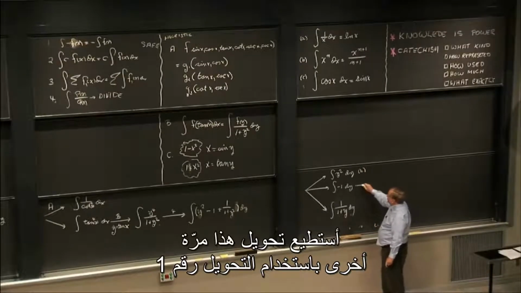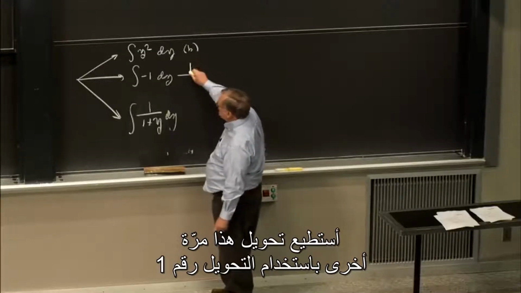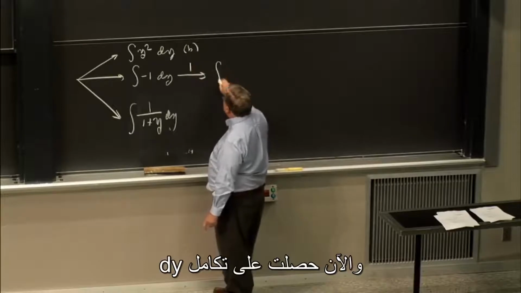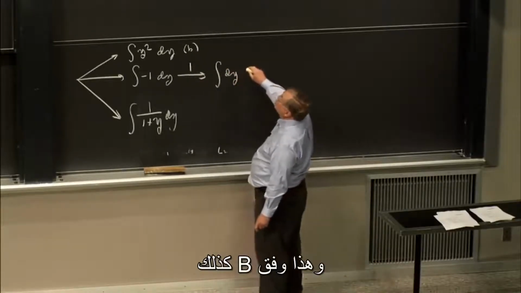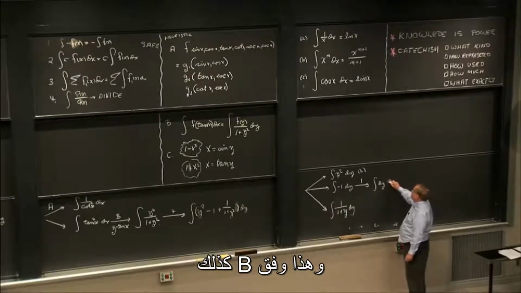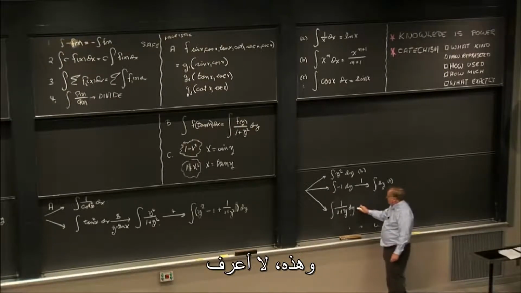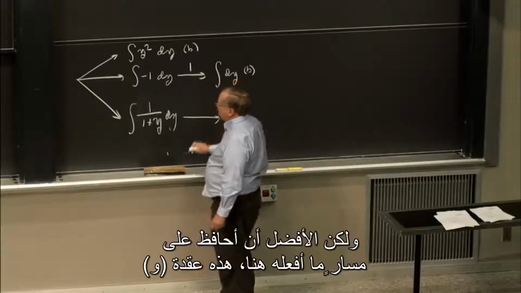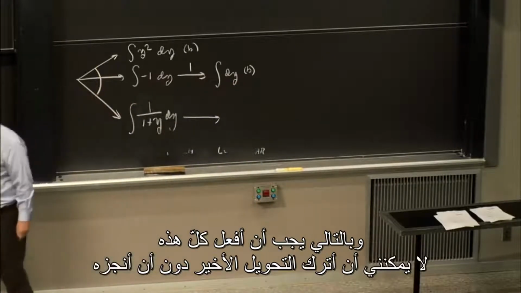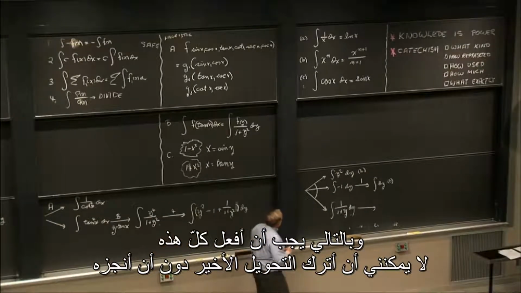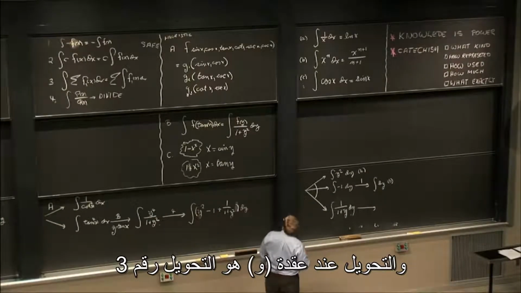This one I can transform again by virtue of 1. And now I get the integral of dy. That's in there. That's b as well. And this one, I don't know. But I better keep track of what I'm doing here. This is an and node, so I've got to do all of those. I can't give up on that last thing. And that and transformation is transformation number 3.